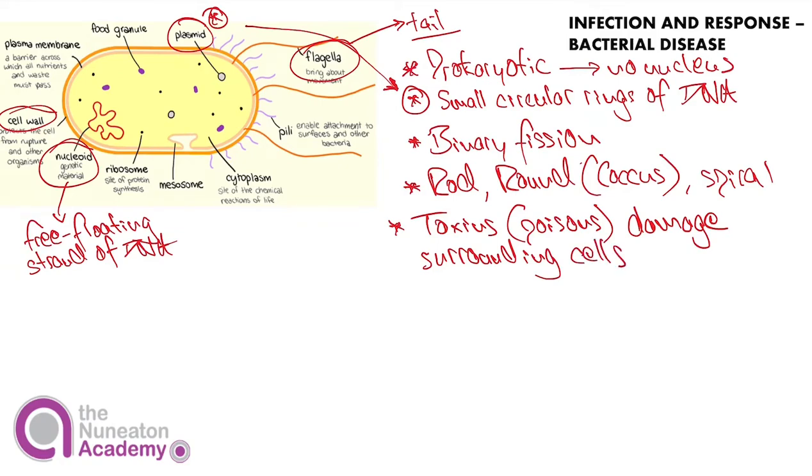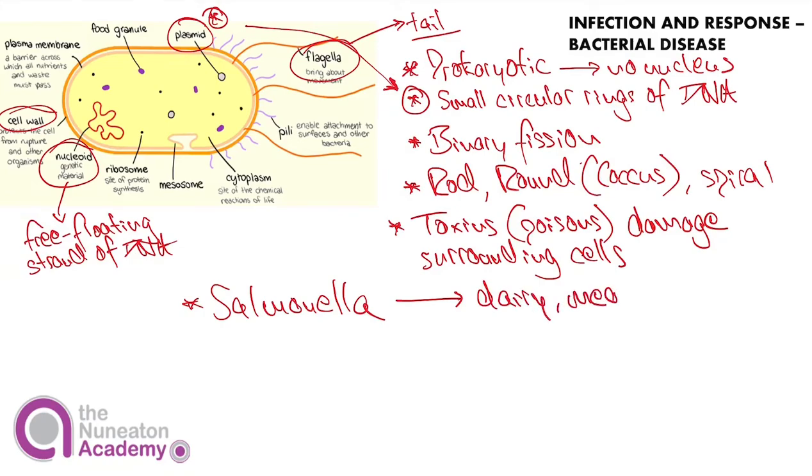Now, there are a few different examples that it's worth remembering. One of those is Salmonella, which you can get through food poisoning by eating contaminated food, such as contaminated dairy or meat, or sometimes eggs, but not so much nowadays.